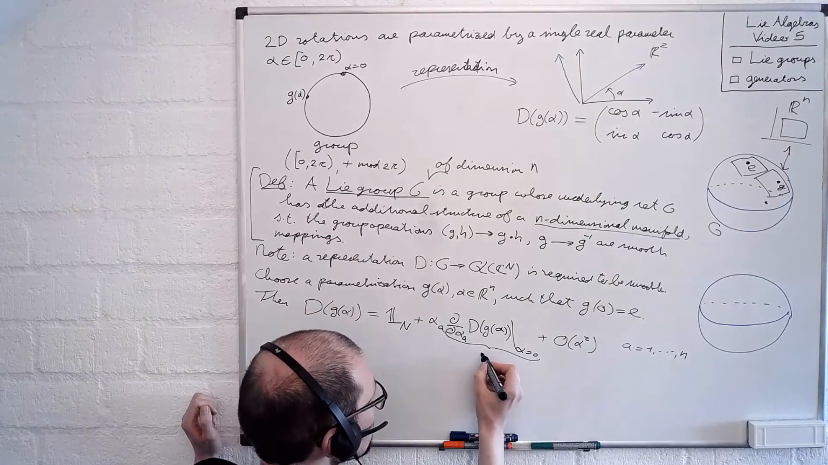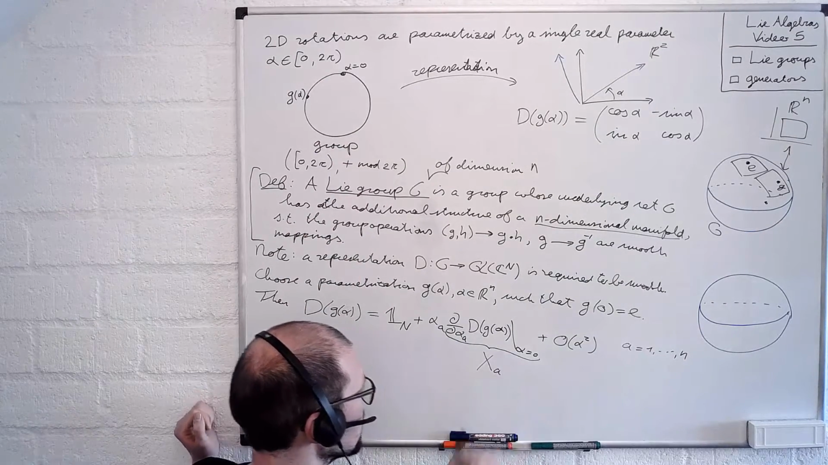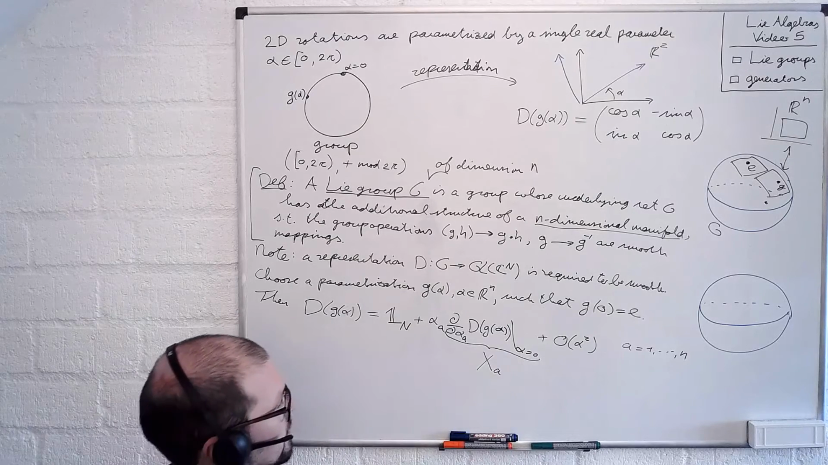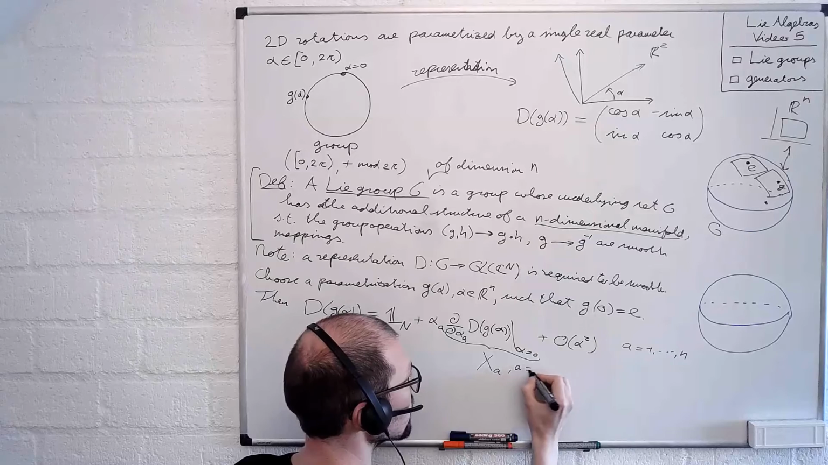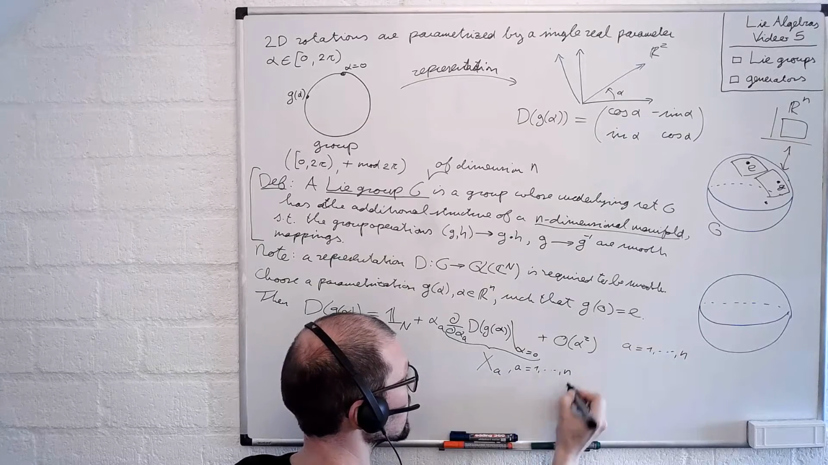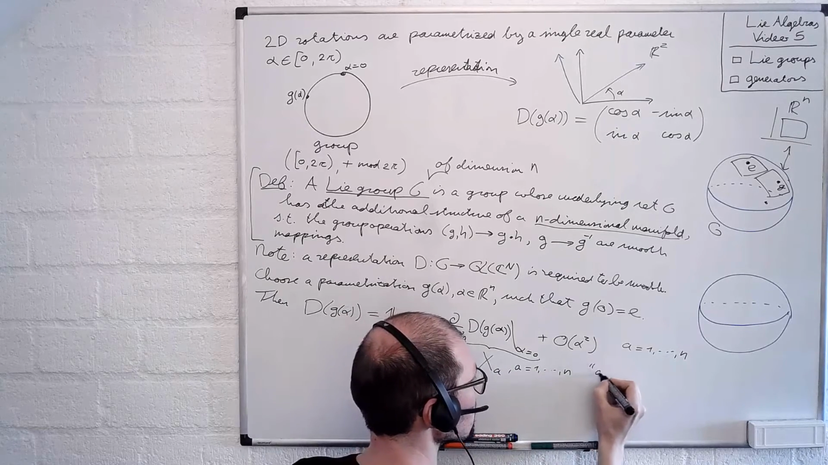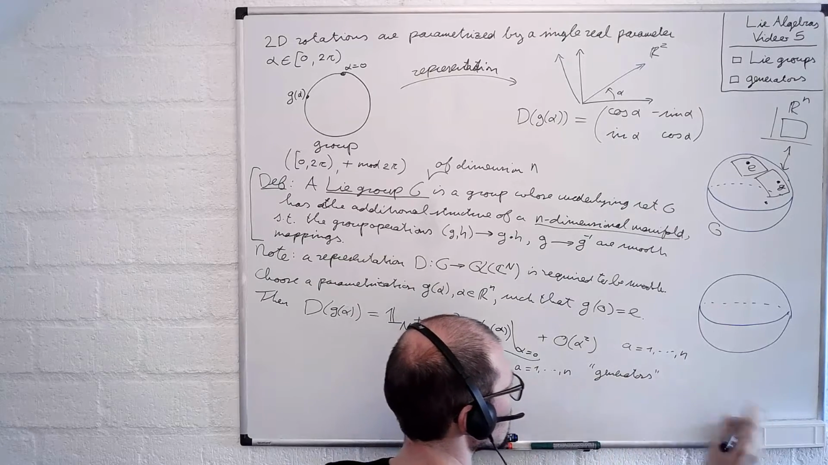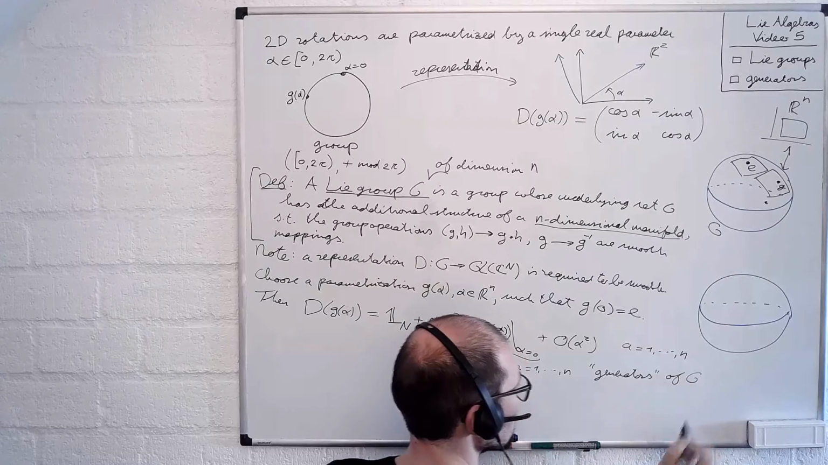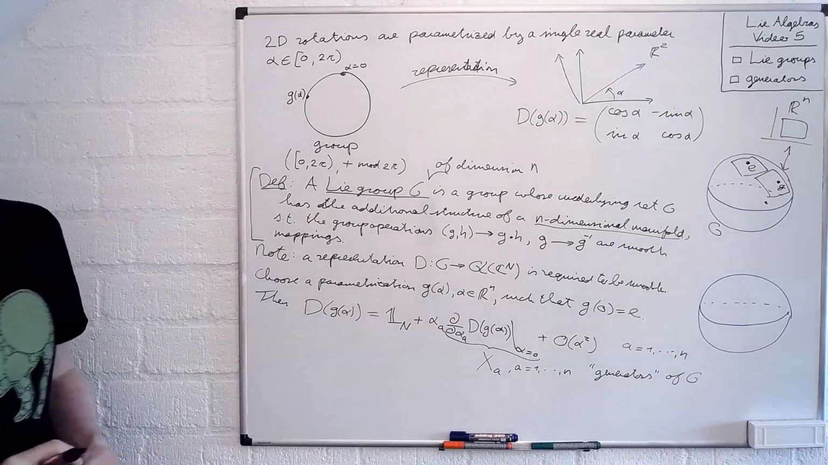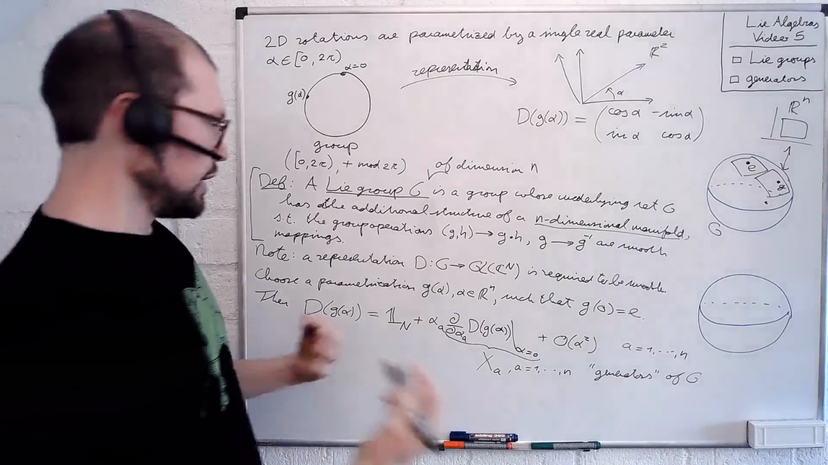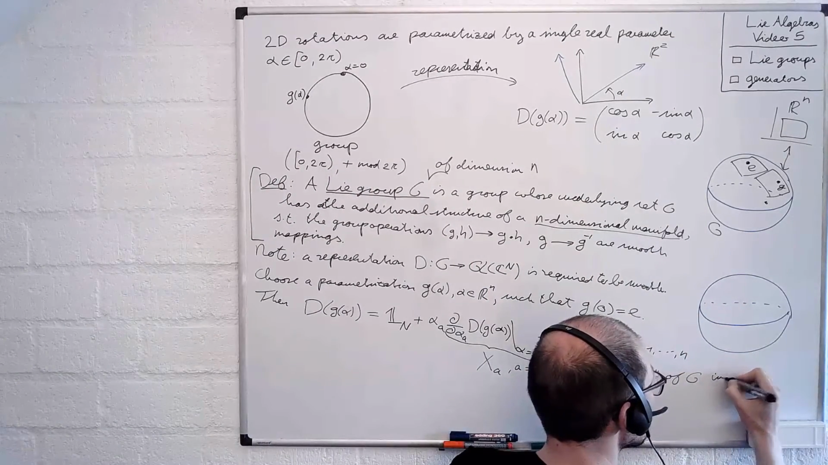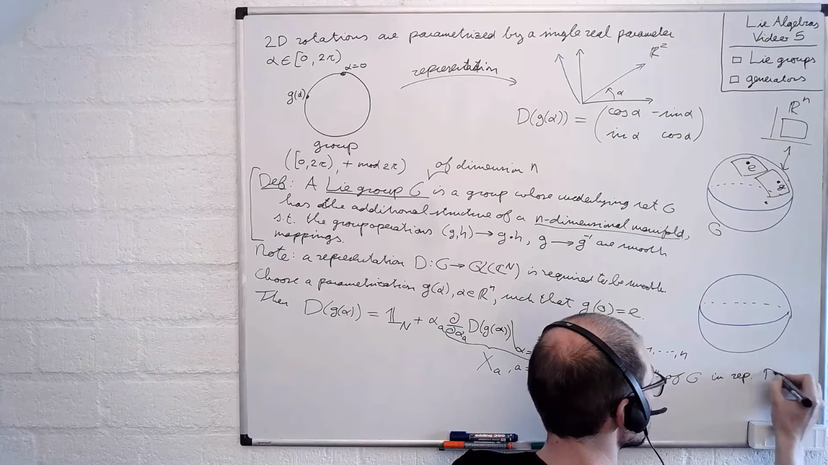And this matrix I denote by x sub A, and it's called the generator. So I get one for every A from 1 to n. These are the generators of our Lie group G, in this particular representation D. So of G in representation D.